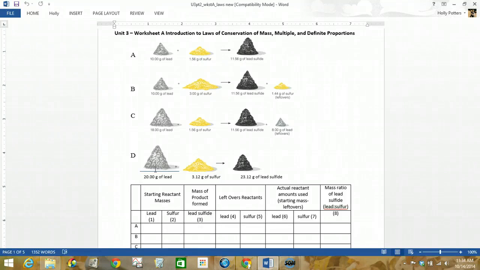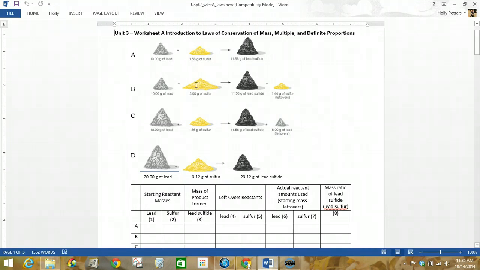Okay, let's take a look at our findings from worksheet A. We are looking at the law of conservation of mass and law of definite proportions, and we examined the data table, the experimental data, from these 4 experiments, and we determined that the masses of reactants always are going to equal the mass of the products, and that's what the law of conservation of mass tells us.